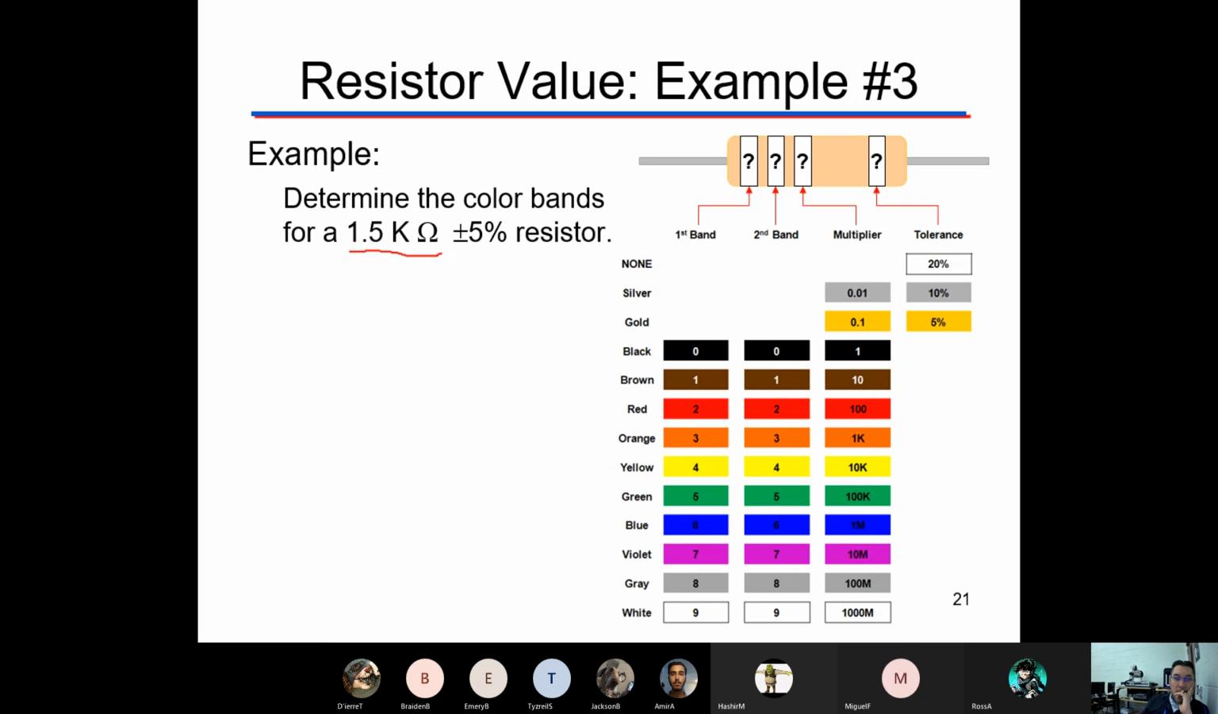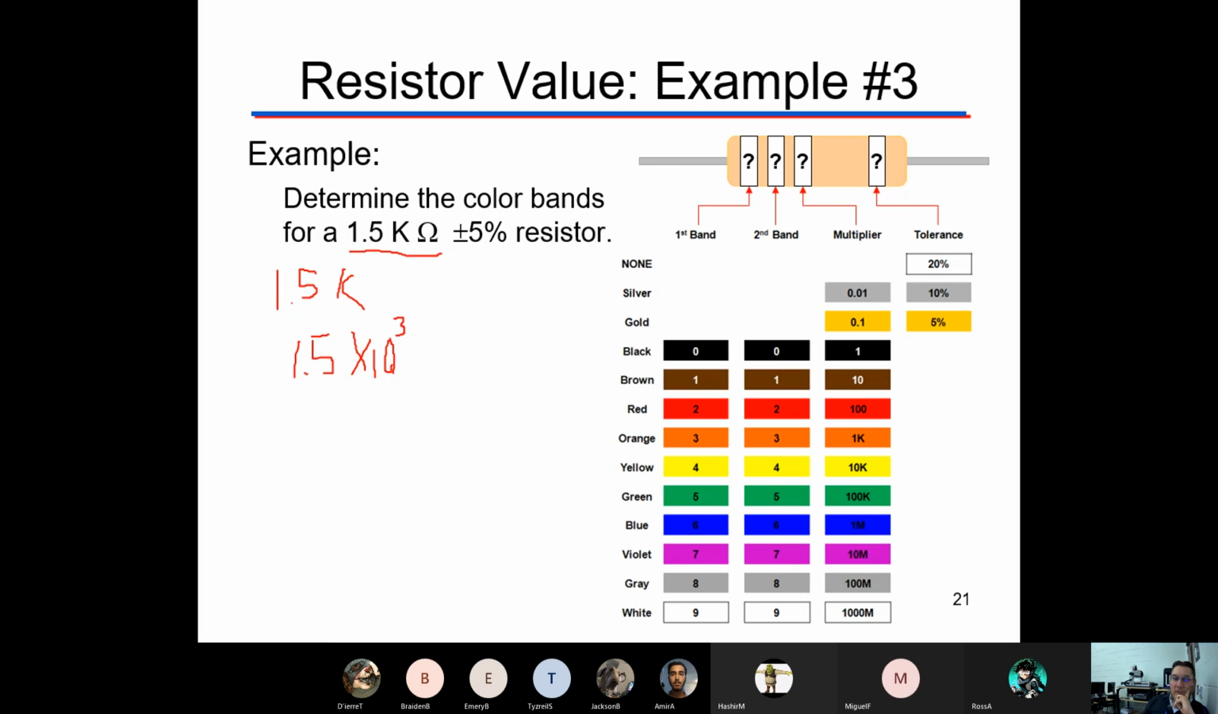15K ohms. So 15 times 10 to the third. This one you need to go ahead and change it from SI notation into regular notation before you do anything. So, well, you convert it back. So instead of it being 1.5K, you convert that to 1.5 times 10 to the third. Then you figure that out and you should be able to keep going.